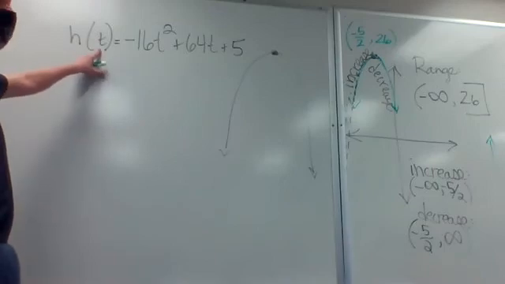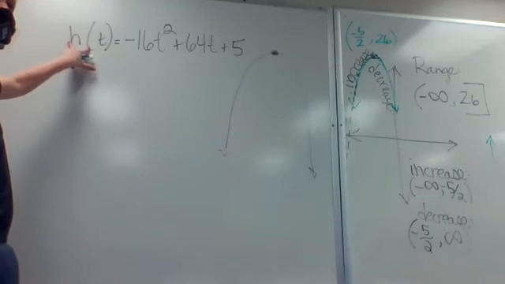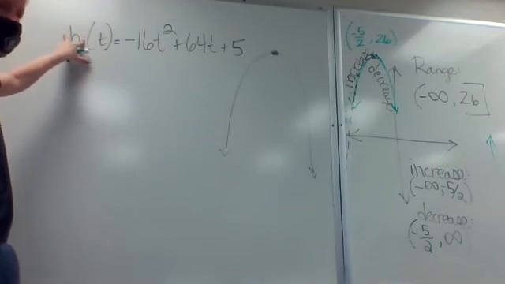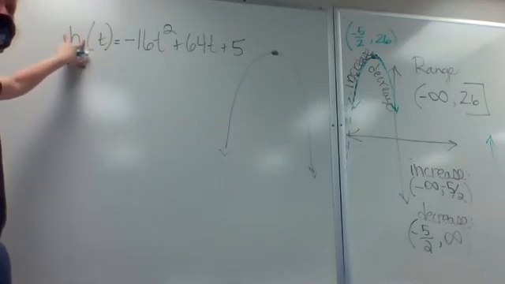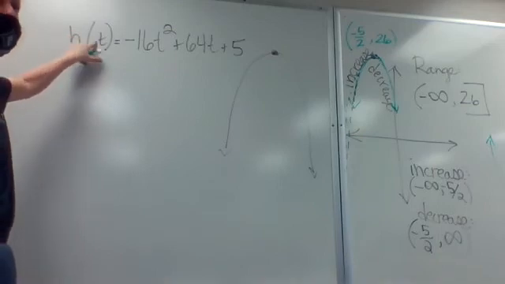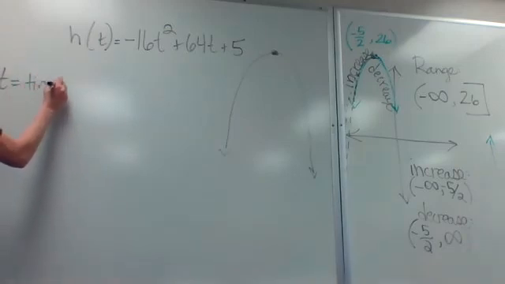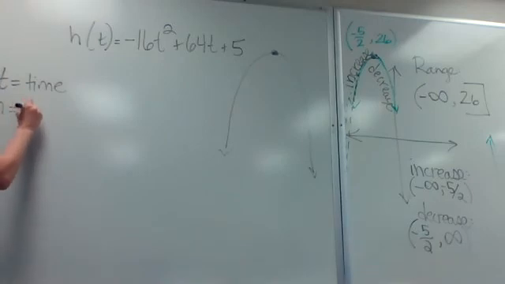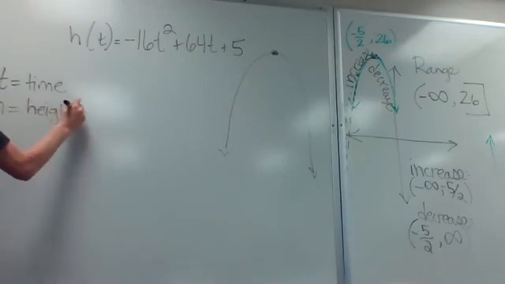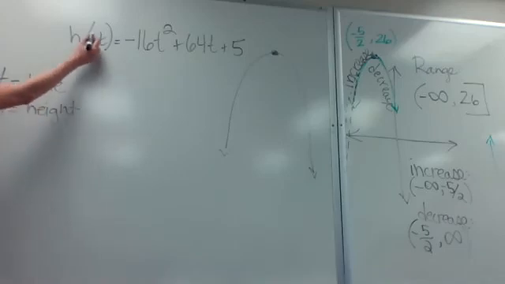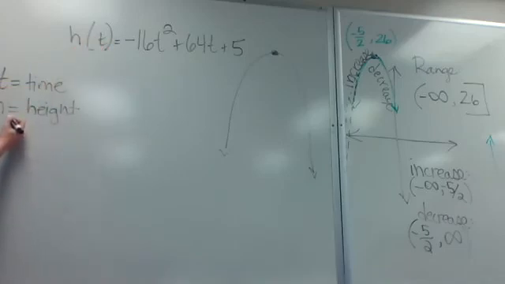So remember, what's inside here is always your x. And then this whole thing represents your y, right? It's like saying f of x, where x is inside here, f of x is the same thing as y. It's the same principle. It's just that they're using h and t. So t is the time, and h is the maximum height. Okay, so that's like your x, and that's your y.